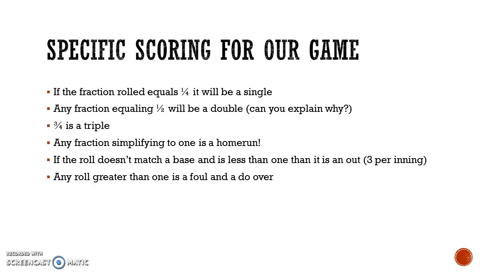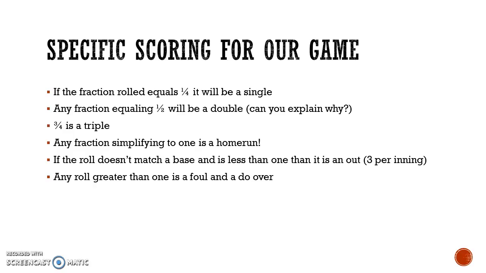Remember, 3/4 is a triple, and any fraction simplifying to 1 is a home run, and anybody that's on base at the time will be scored as a run as well, okay? If the roll doesn't match a base and is less than 1, it is an out. Think of it like I hit the ball between maybe first base and second base, and people who are playing defense catch it and get me out. I don't actually make it to a base. So I'm stranded somewhere between and I get out.